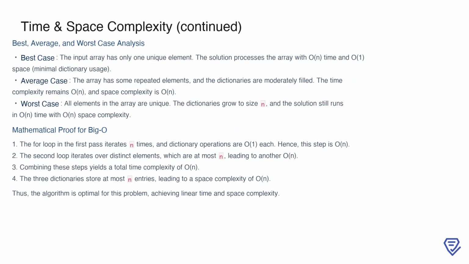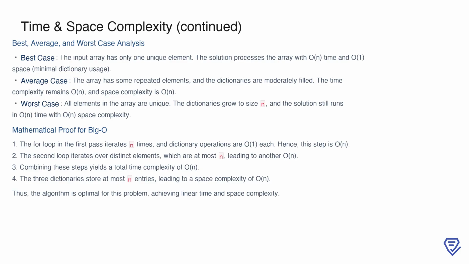Finally, let's evaluate the algorithm under different scenarios. In the best case, the input array contains only one unique element. Here, the solution processes the array in O(n) time, and the dictionaries require minimal space, so the space complexity is effectively O(1). In the average case, the array contains some repeated elements, leading to moderately filled dictionaries. Even so, the time complexity remains O(n), and the space complexity is O(n). In the worst case, where all elements in the array are unique, the dictionaries grow to hold n entries. Despite this, the algorithm still runs in O(n) time with O(n) space complexity.